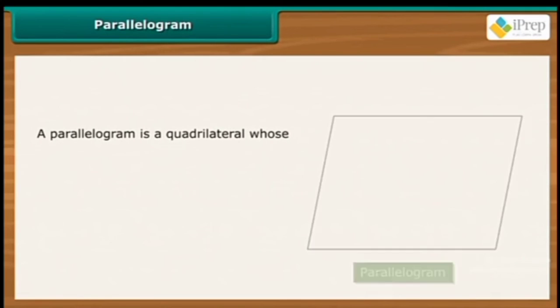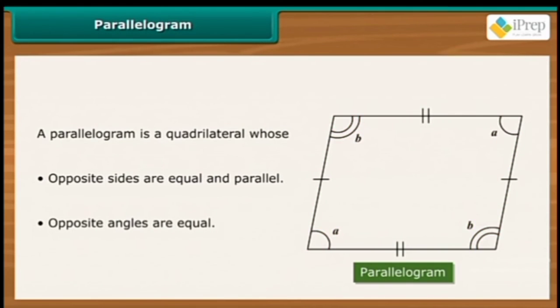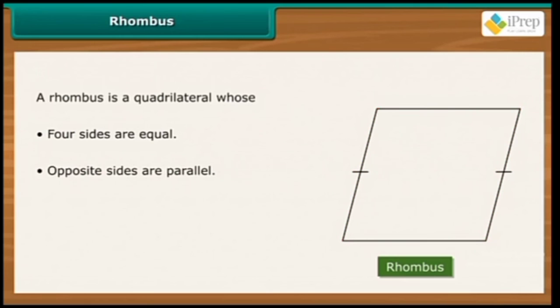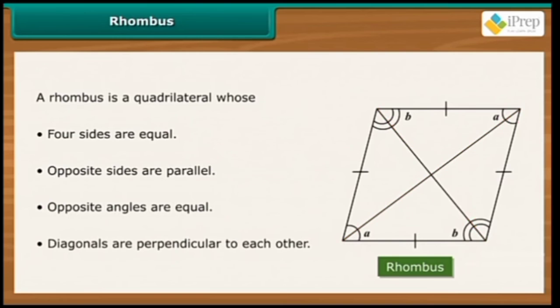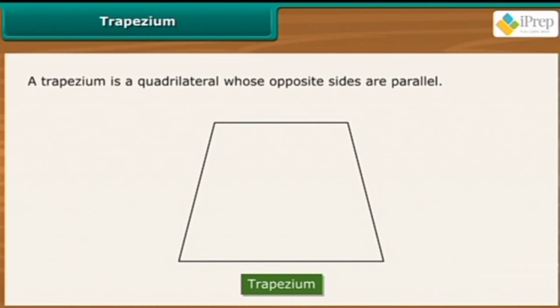A parallelogram is a quadrilateral whose opposite sides are equal and parallel, whose opposite angles are equal. A rhombus is a quadrilateral whose four sides are equal, opposite sides are parallel, opposite angles are equal, and diagonals are perpendicular to each other. A trapezium is a quadrilateral whose opposite sides are parallel.